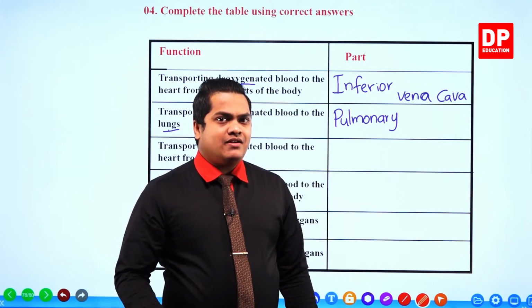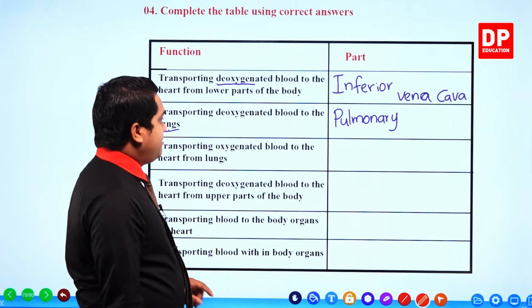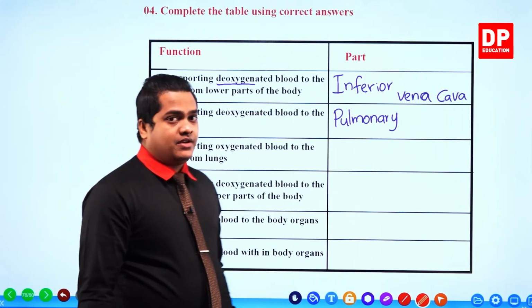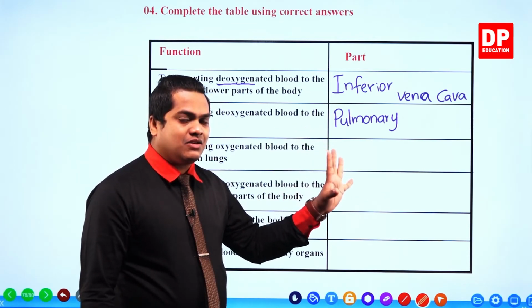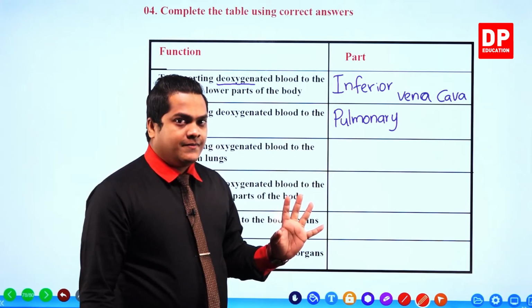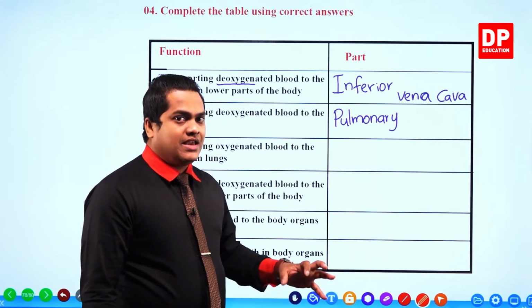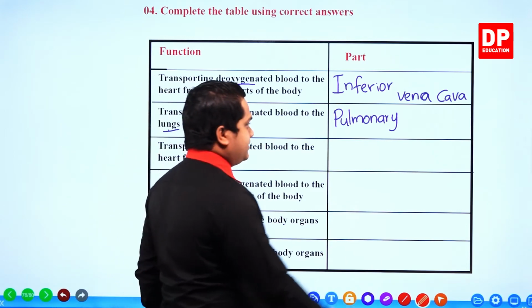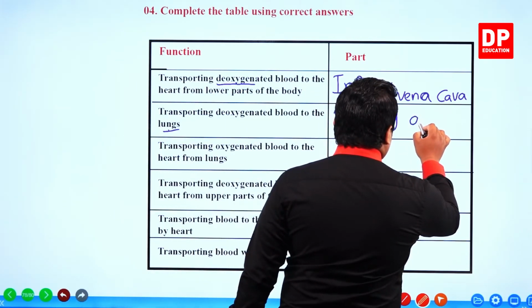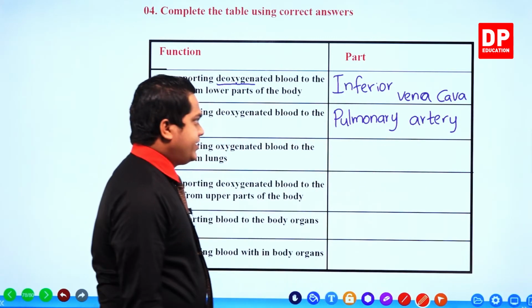Taking blood away from the heart is going to occur through arteries. So transporting deoxygenated blood to the lungs will definitely happen through the pulmonary artery. Pulmonary means the circulation between lungs and heart. Artery means taking blood away from the heart. So taking blood away from the heart to the lungs, pulmonary artery is the answer.